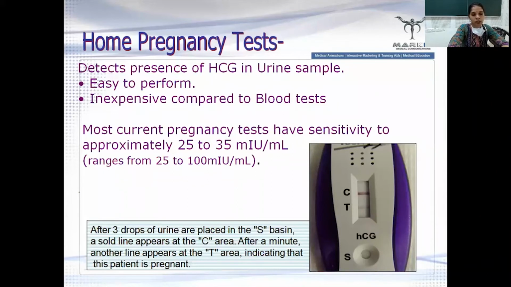T means test, C means control. Control is always the thick line. If the T line comes thick, that means the pregnancy test is positive. If it comes thin, or if the line doesn't appear, then it is negative. If it is a thin line, it might be the early stage where HCG levels are not enough, or a false positive, so we need to repeat after 48 hours.